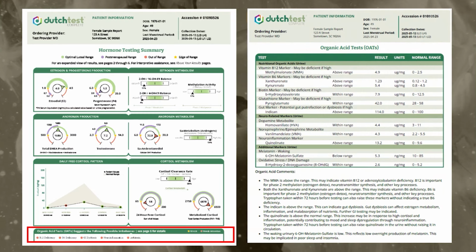Don't forget to check for abnormal organic acids for important clues into root causes. Those are also located on the summary page. We have an abnormal OATs section at the bottom here with red monikers for those markers that maybe need attention and yellow if some are pushing the edges of their ranges. In this case, we have full-on deficiencies in B12, B6, melatonin. High indican suggests gut dysbiosis or maldigestion, and high quinolinate is your marker indicative of neuroinflammation.